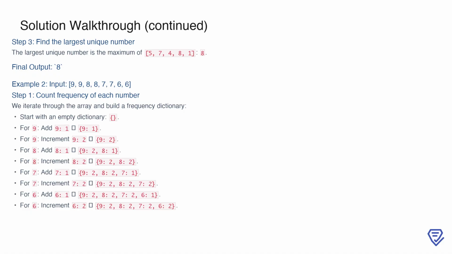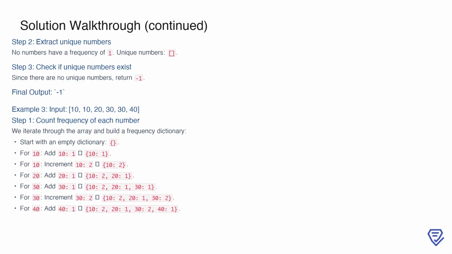Moving on to the next example, the input array is 9, 9, 8, 8, 7, 7, 6, 6. Again, we begin by counting the frequency of each number. Starting with an empty dictionary, we process the first 9 and add it with a frequency of 1. When we encounter 9 again, we increment its frequency to 2. Next, we process 8 and add it with a frequency of 1, then increment its frequency to 2 after seeing it again. We repeat this pattern for 7 and 6, adding each with a frequency of 1 initially and then incrementing to 2 when they appear again. The final frequency dictionary for this input is 9:2, 8:2, 7:2, 6:2.